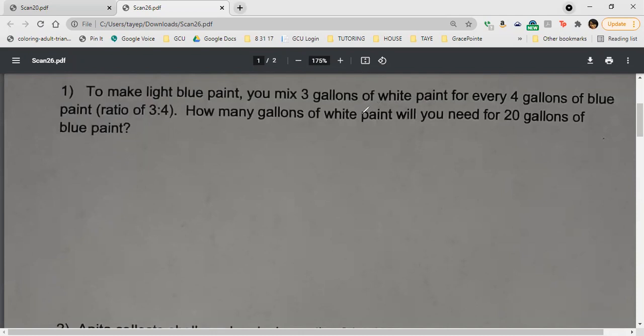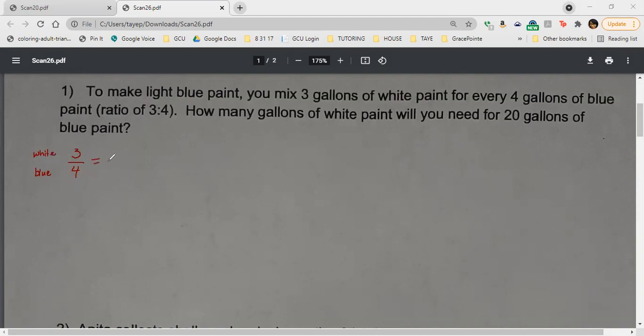So let's look at this problem. It says to make light blue paint, you mix 3 gallons of white paint for every 4 gallons of blue paint, a ratio of 3 to 4. How many gallons of white paint will you need for 20 gallons of blue paint? So let's first go ahead and get our ratio of 3 to 4 written down. And I like to go ahead and label this because I don't want to make the mistake of mixing up my ratios. Remember that order matters. So 4 gallons of blue, so I'm going to write blue down here, and 3 gallons of white. So I'm labeling this part of my ratio.